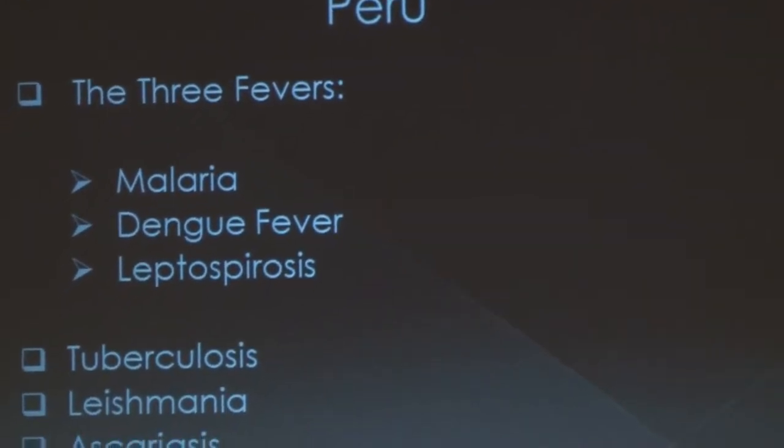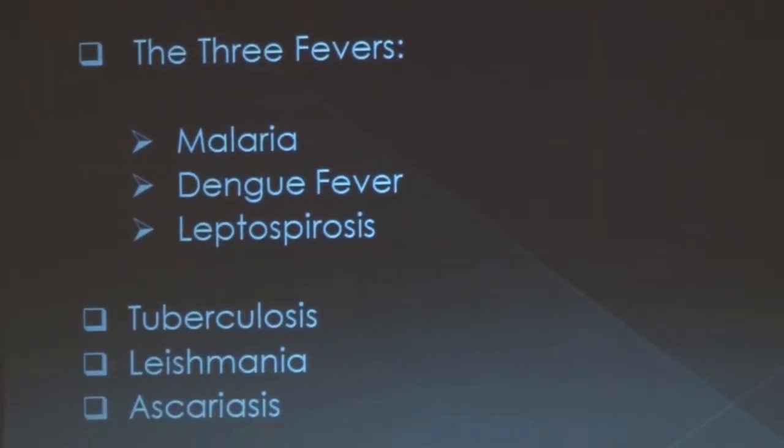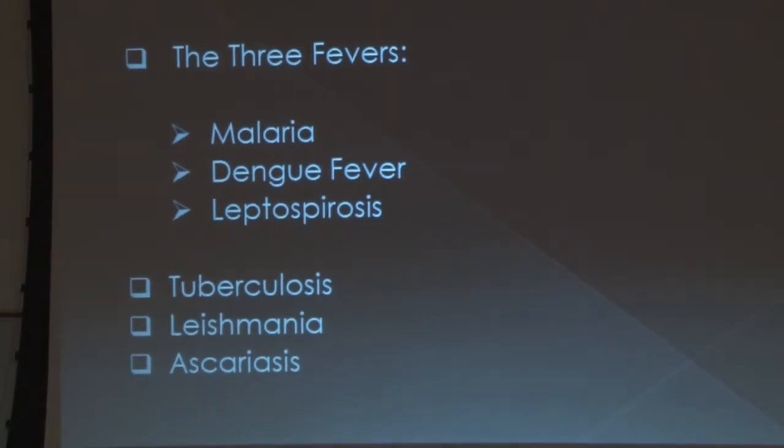But if you look at the kinds of diseases that we typically see in Peru, this is what you get. 3 that we call the 3 fevers: malaria, dengue fever, and leptospirosis. And if you're not a biologist, this is actually a pretty good introduction into microbiology, because malaria is caused by a protozoan. Dengue fever is caused by a series, what we call 4 serotypes of a virus. And leptospirosis is caused by a bacterium. So it's kind of a broad spectrum of disease.